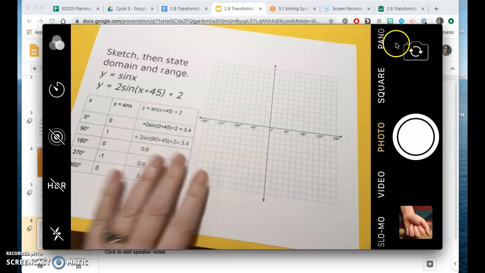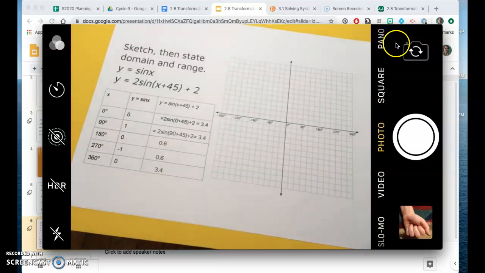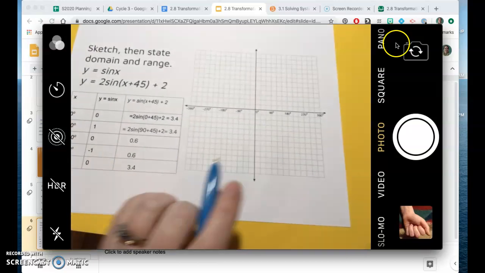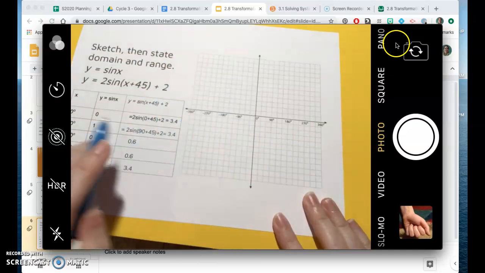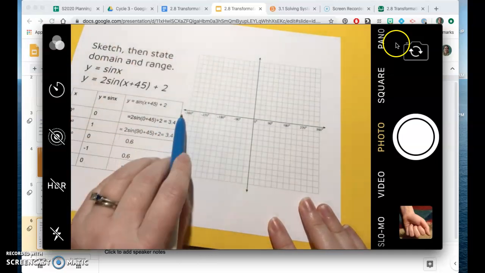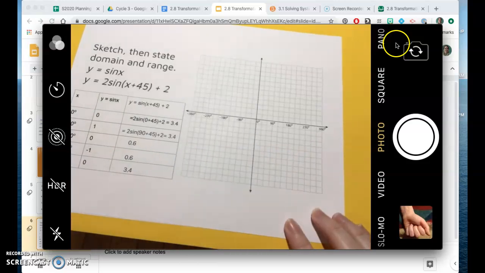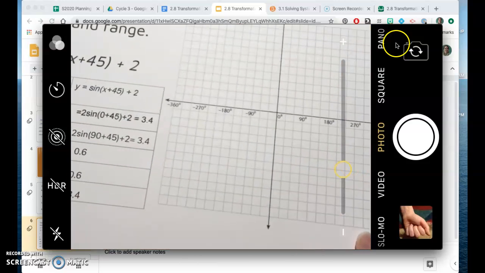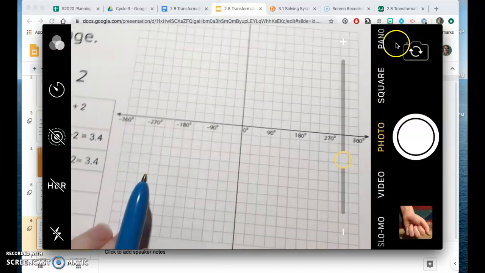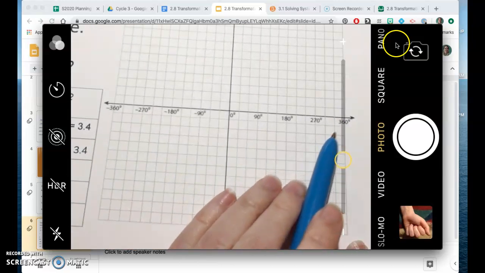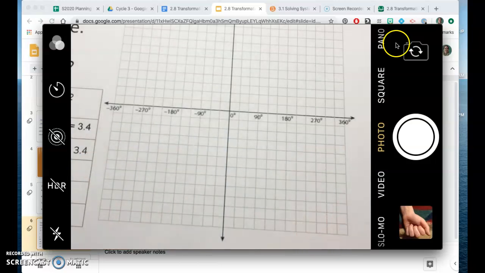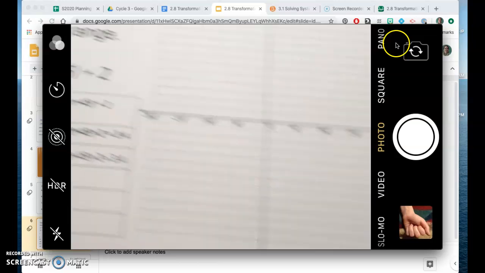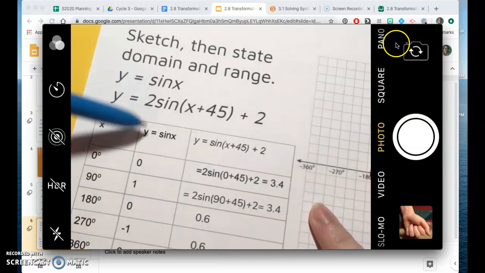Okay, so I have typed out the solutions here, and now I'm going to graph it. So notice how I have a coordinate grid. This time though, along my x-axis, I'm hoping you can see this. Let's see if I can zoom in a bit. Along my x-axis, you'll see that it's angles. Okay? So I'm going to graph the sine of x equation first.